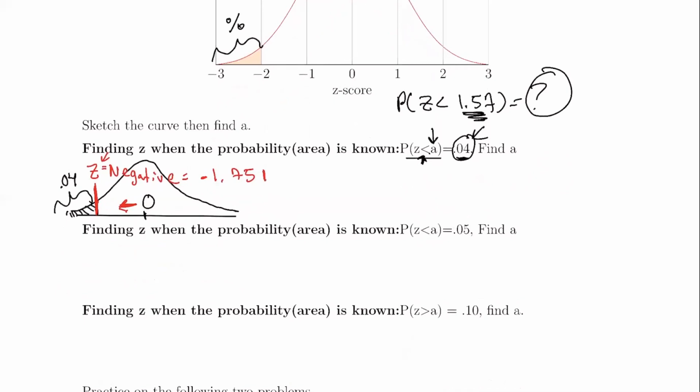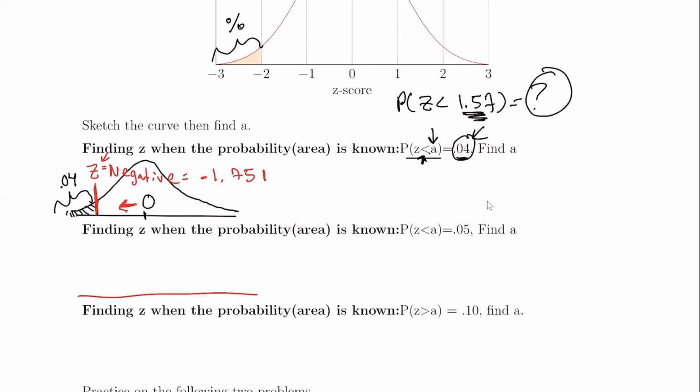So let's go ahead and do the second one. If you look at the second one, it says finding z when the probability area is known. It says find the probability of z is less than a, which is equal to 0.05. So once again, we're given the probability, but what we have to do is find the z value that corresponds to that probability.